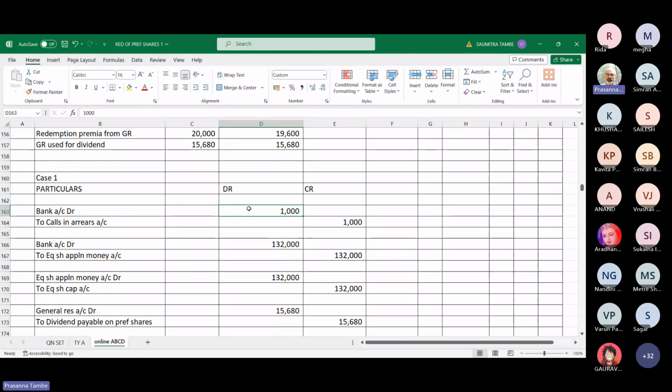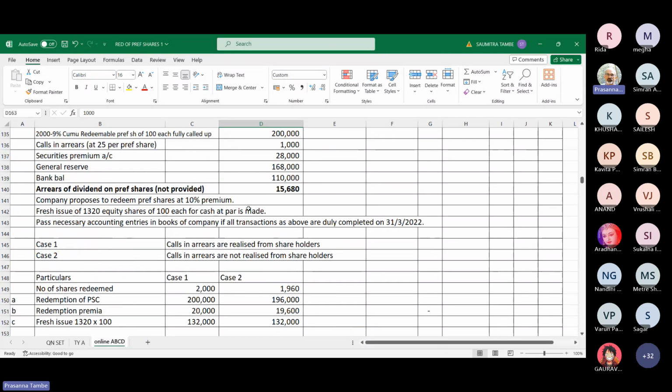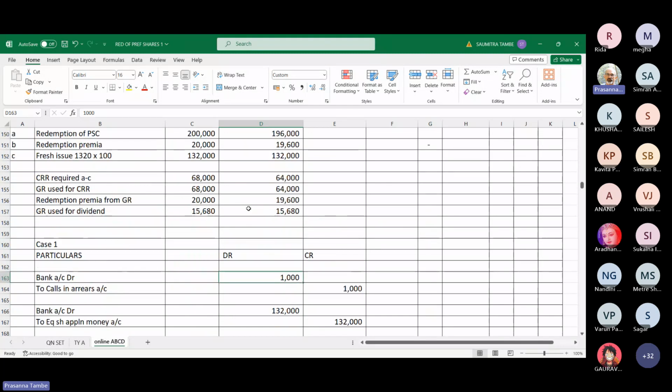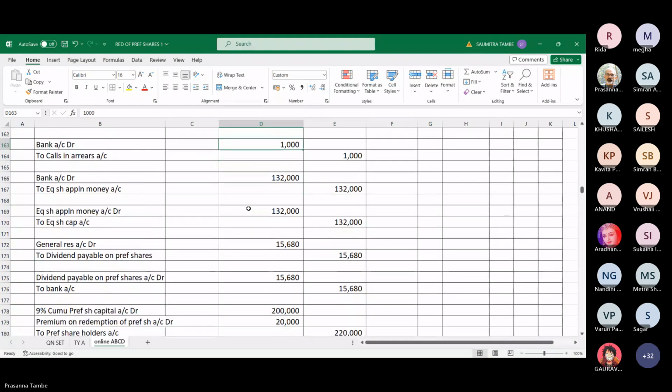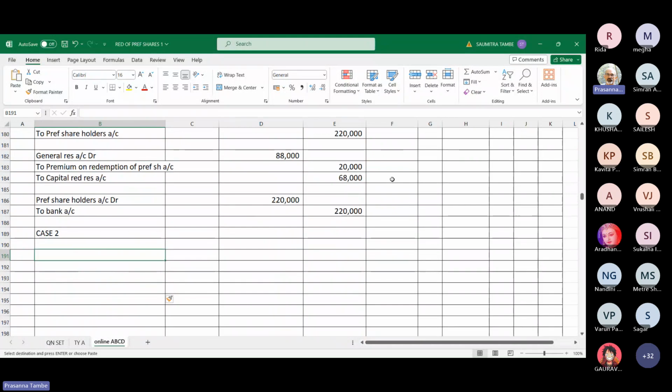We are going to cancel the share capital, preference share capital to the extent of this 40 shares. So we'll be debiting 9% cumulative preference share capital account. We'll be canceling the amount of arrears, and whatever is received, we will credit to forfeited shares account. So 9% cumulative preference share capital account debit to calls in arrears account to forfeited shares account.